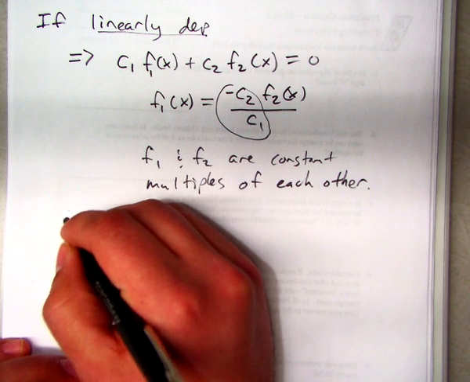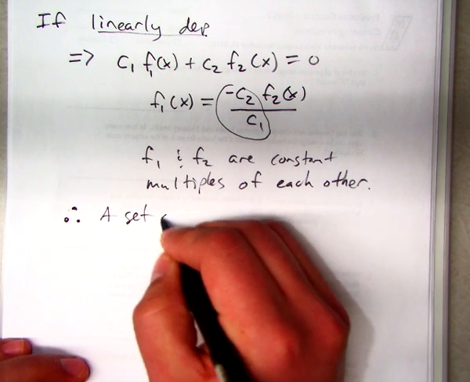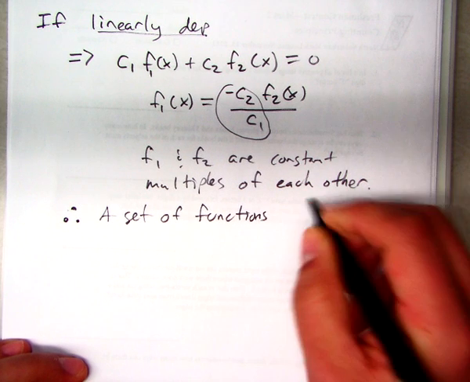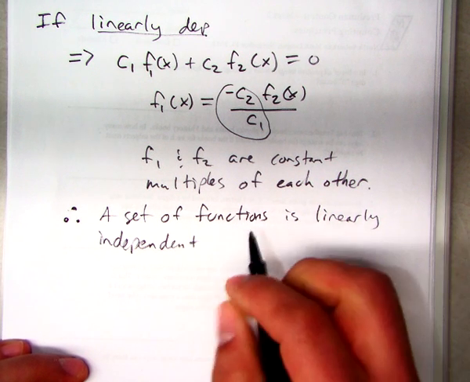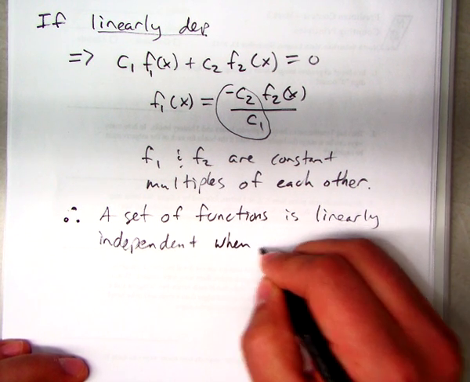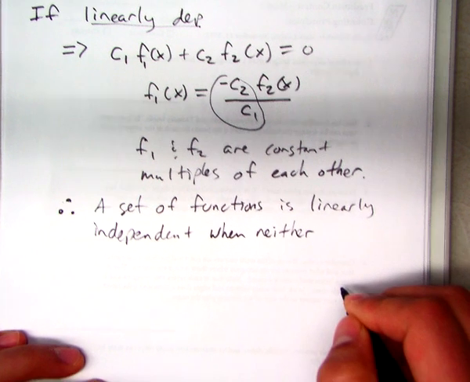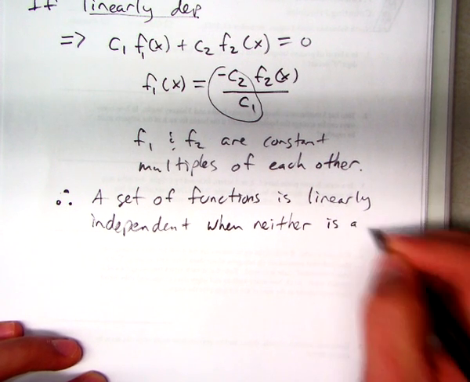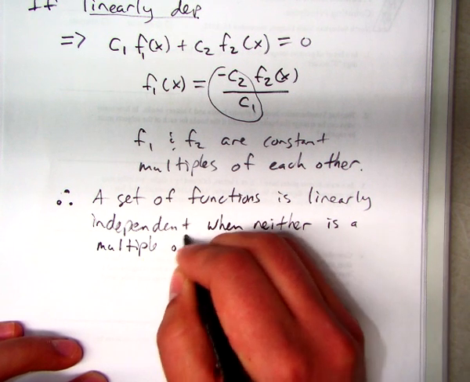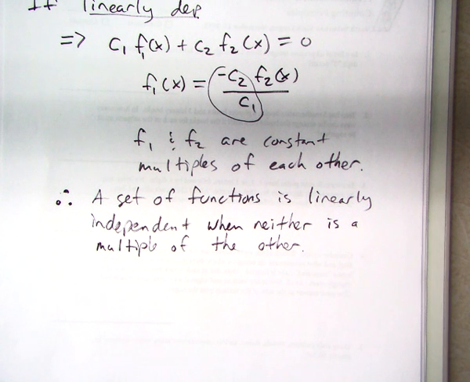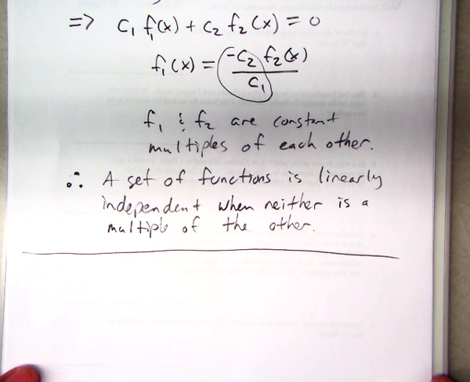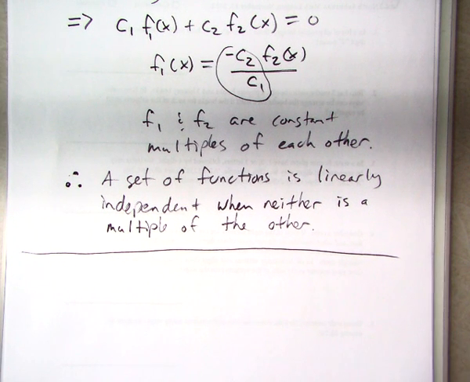Okay, so therefore, you can say a set of functions is linearly independent when neither is a multiple of the other. Okay. So that's kind of the background as far as dependence and independence is concerned. Let's do an example.